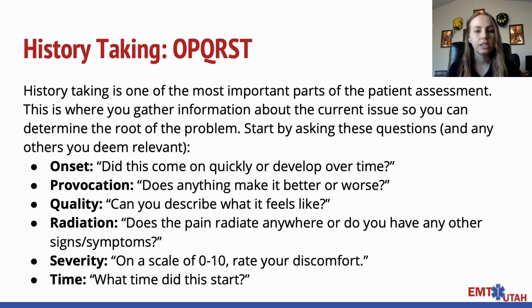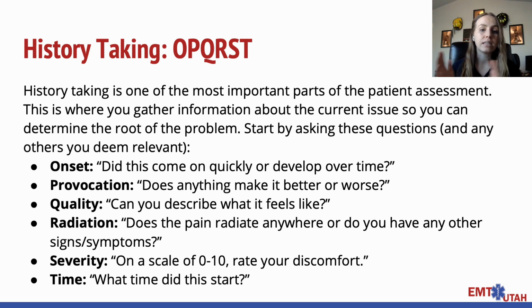After you complete the scene size up and the primary survey, you move on to history taking. Now, history taking is one of the most important parts of the patient assessment because this is where we get all of the information that we need in order to make a differential diagnosis. This may give us the difference between thinking there was a heart attack versus a rib being out of place, which are 2 totally different things with 2 totally different priorities.